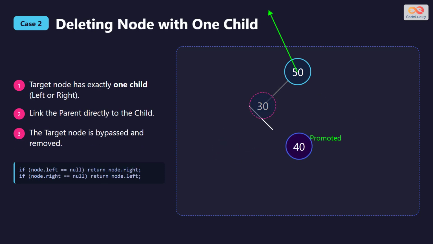The second case is when the target node has exactly 1 child, either left or right. We cannot just delete the node, or we would lose its child. Instead, we bypass the target node. We link the parent of the target node directly to the target's only child. It is like removing a middle link in a chain.